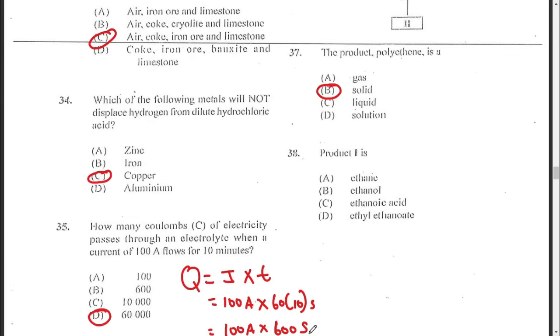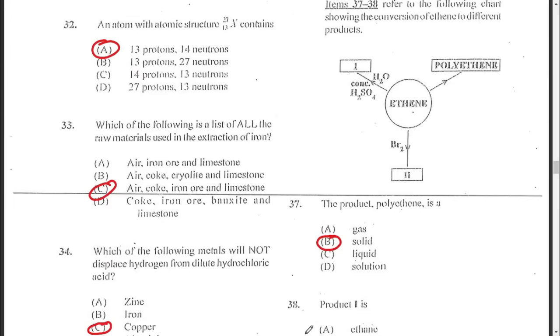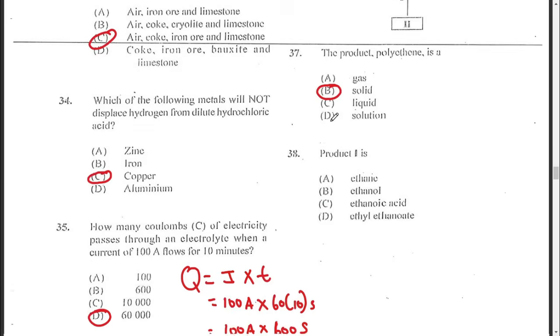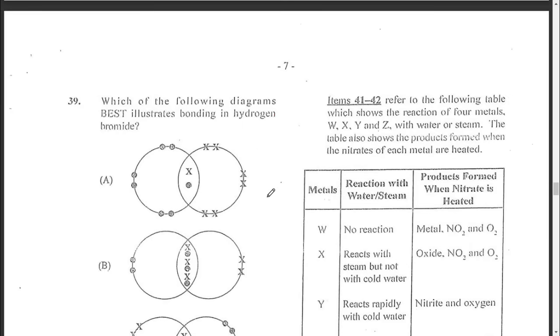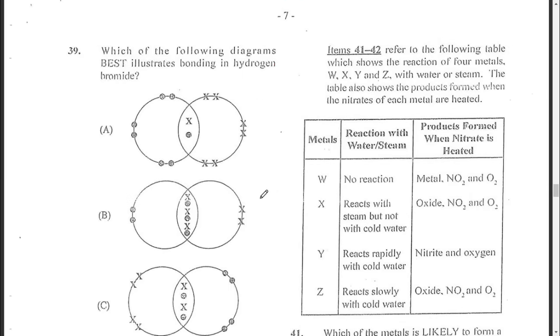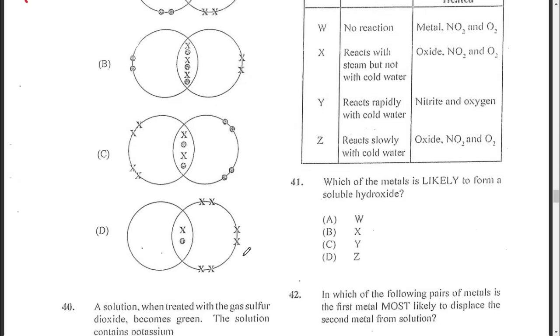38. Product I, let us look at I, seems like an alcohol, yes, so it is an alcohol, which is B, ethanol. 39. Which of the following diagrams best illustrate bonding in hydrogen bromide? Hydrogen bromide, so you have hydrogen with Br, so we are looking for D.